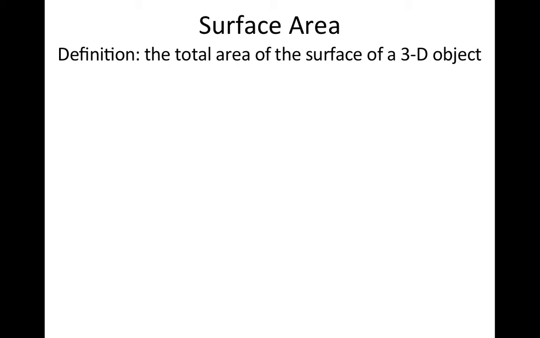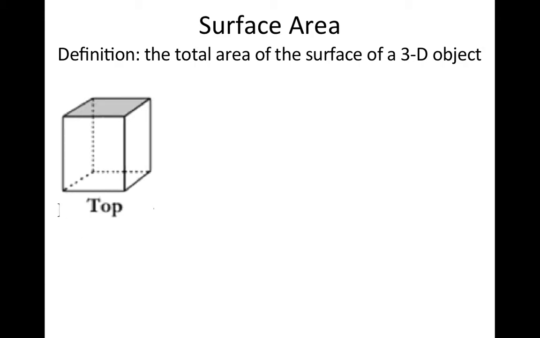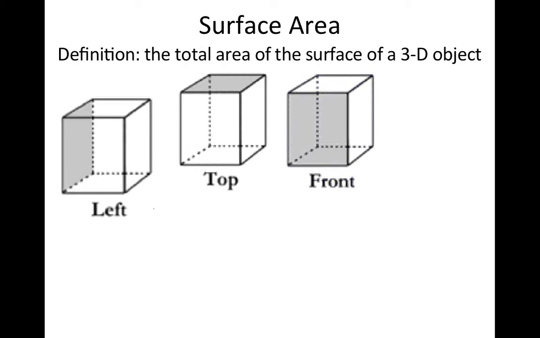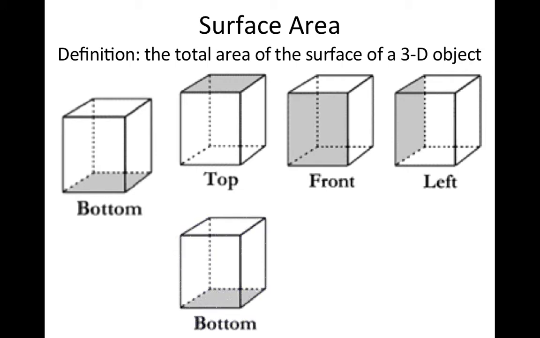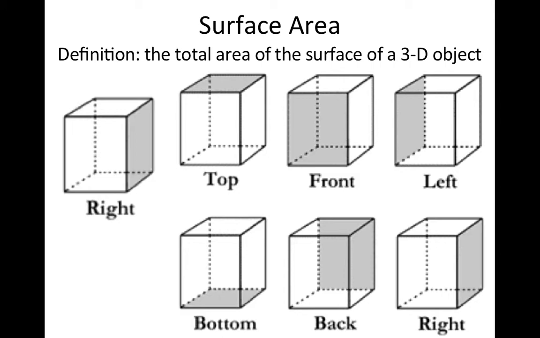So surface area is the total area of the surfaces of all of the various faces of a 3D object. Imagine if I have a rectangular prism there. Well, it's got 6 faces. It's got a top face, that one. It's got a front face. It's got a left face, a bottom, a back, and a right. And the surface area is going to be the sum of the area of all 6 of those faces together.